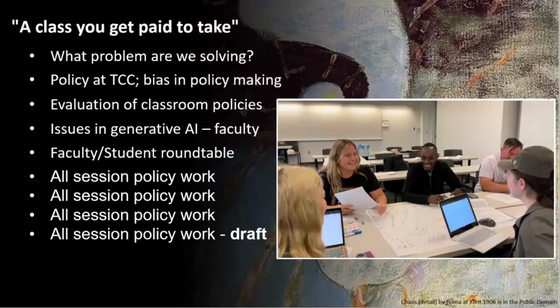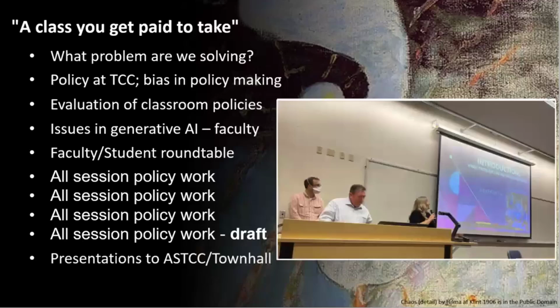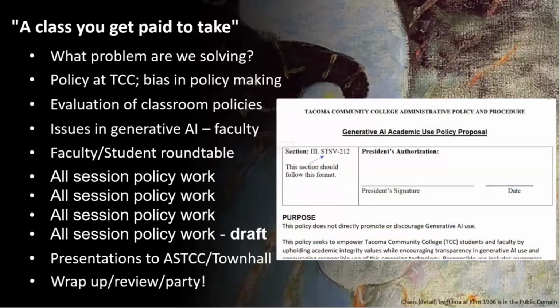The students presented their work at both the final student senate meeting and at our final president's town hall meeting of the year. And then, of course, we had a wrap party, which included placing the policy into the TCC policy proposal template. That doesn't sound very fun, but it was. That was exciting for them. It was that final touch. They were done. Aside, if all goes well, the policy could be adopted by mid-winter 2025.